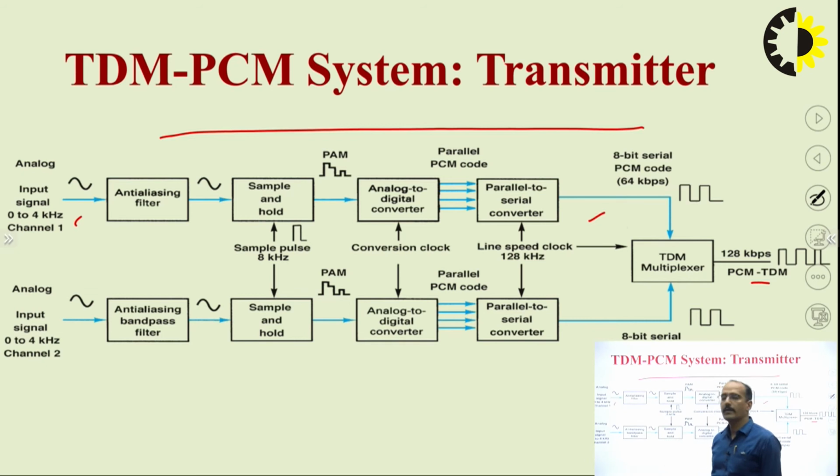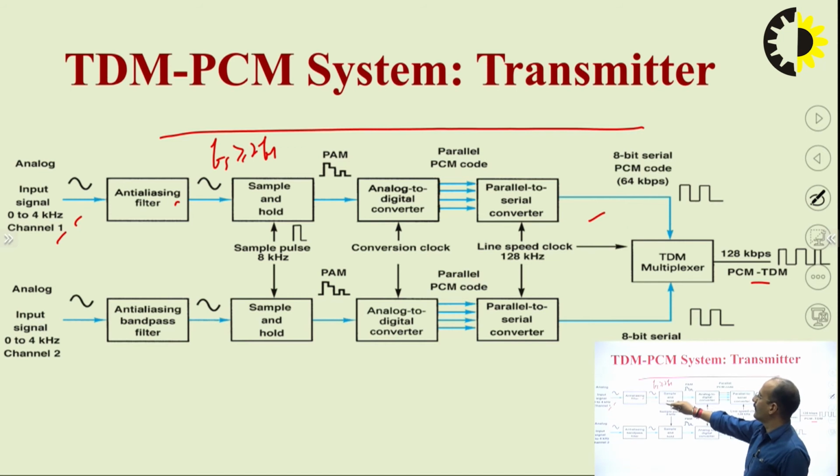How is it going to be done? You are getting an analog input signal from the sensor in the frequency range of 1 to 4 kilohertz. That 1 to 4 kilohertz signal is applied first of all to an anti-aliasing filter to make the necessary condition true, that is Fs is greater than or equal to twice Fm. Now that Fm signal is applied to the sample and hold circuit.